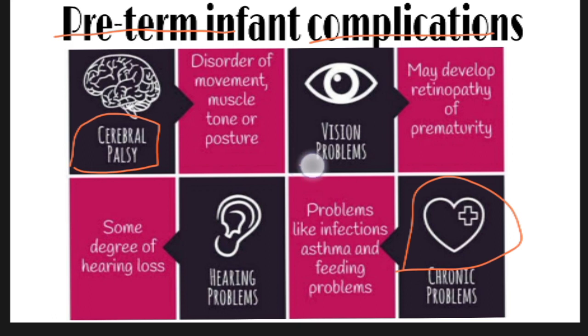The eyes are also not properly developed, so there will be a vision problem, and a hearing problem will be seen. And apart from this, in the heart there are lots of defects. At a very small age the baby might get asthma, breathing disorders, and heart disorders, holes in the heart, or a heart structure defect. This can be seen in this condition. These are the complications that are seen in premature babies.